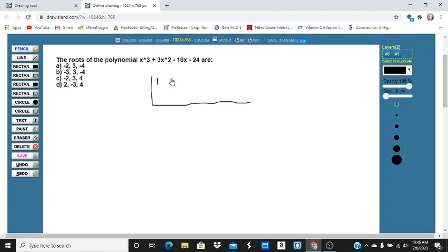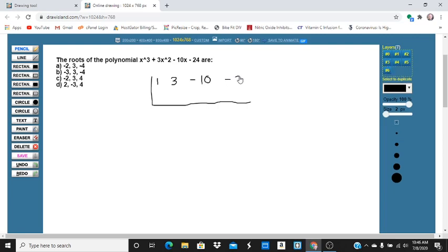Coefficient in front of x cubed is 1. Coefficient in front of x squared is 3. Coefficient in front of x is negative 10. And we have the constant negative 24 at the end. And we are testing out 3.